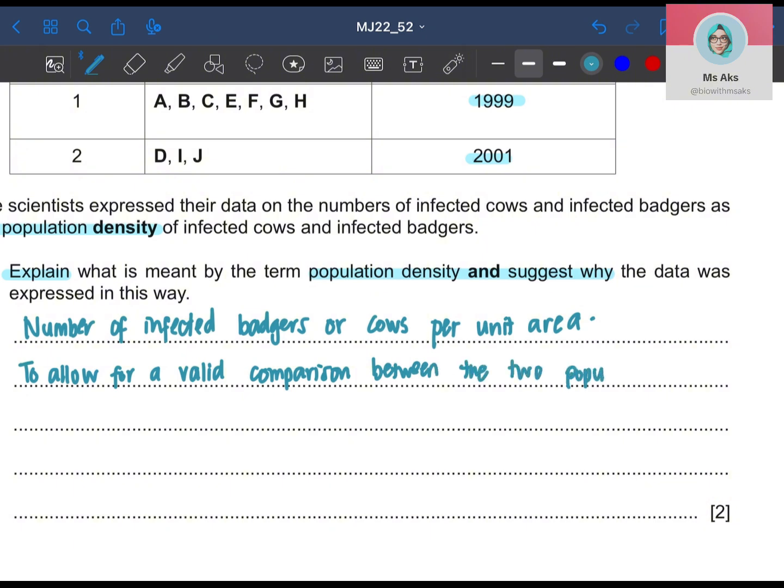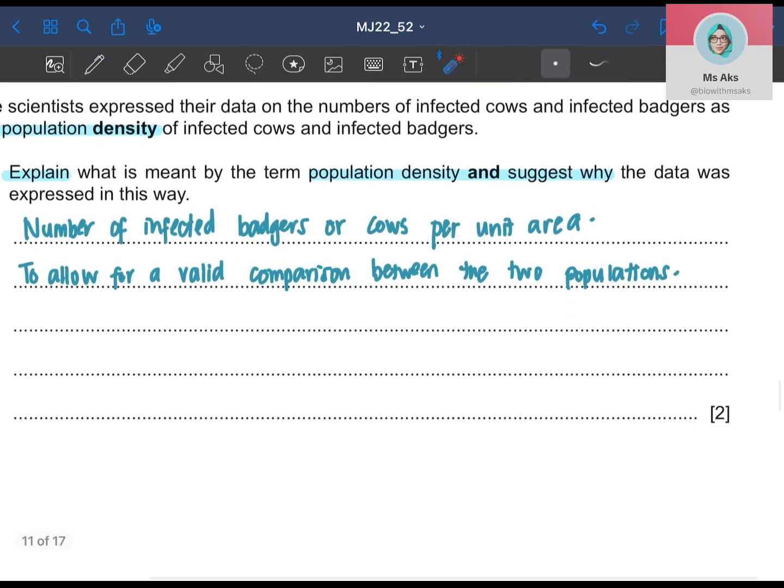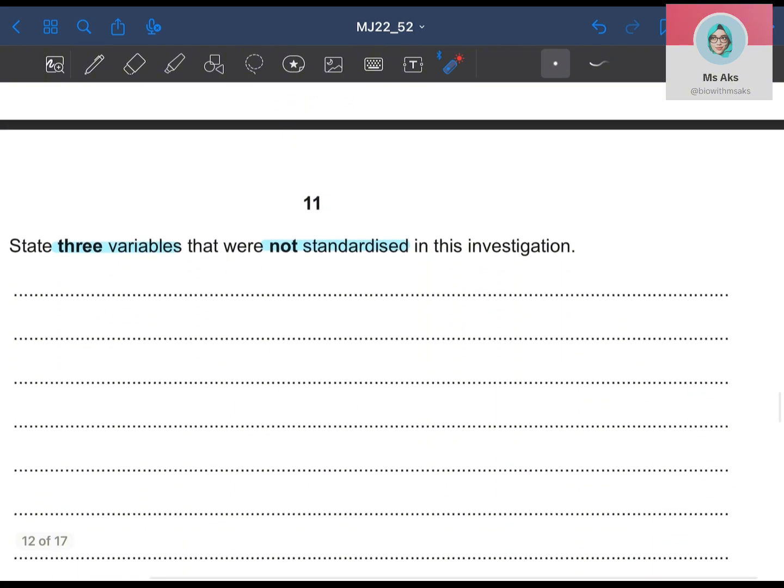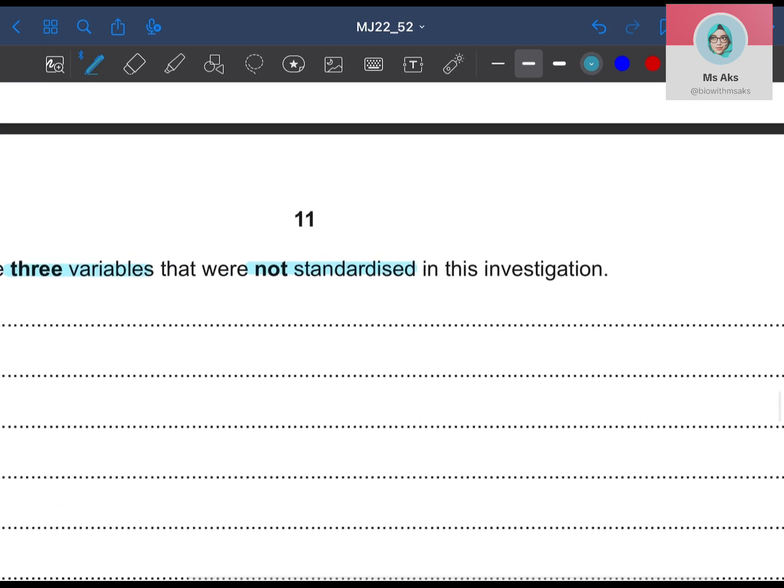Between the two populations. Okay, because now they have the same units and we can easily compare the numbers. See, 3 variables that were not standardized in this investigation, meaning not standardized, what are not kept constant or not kept the same.